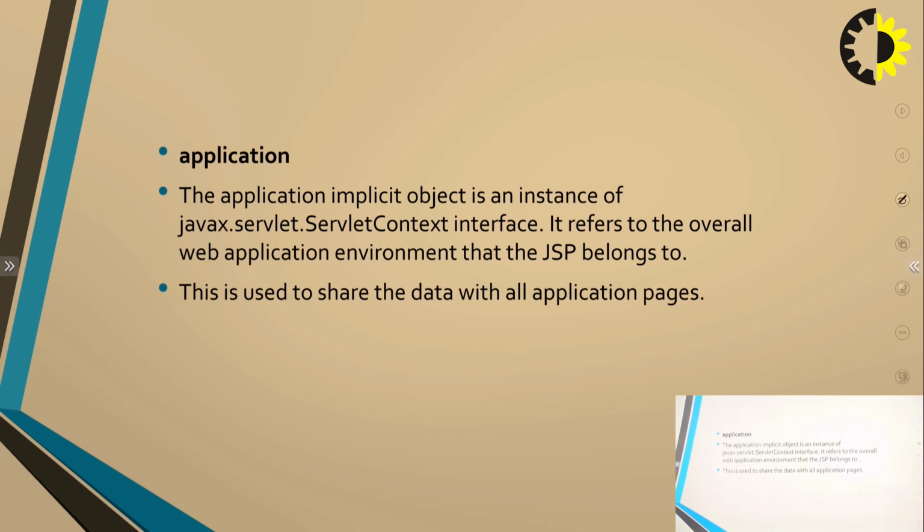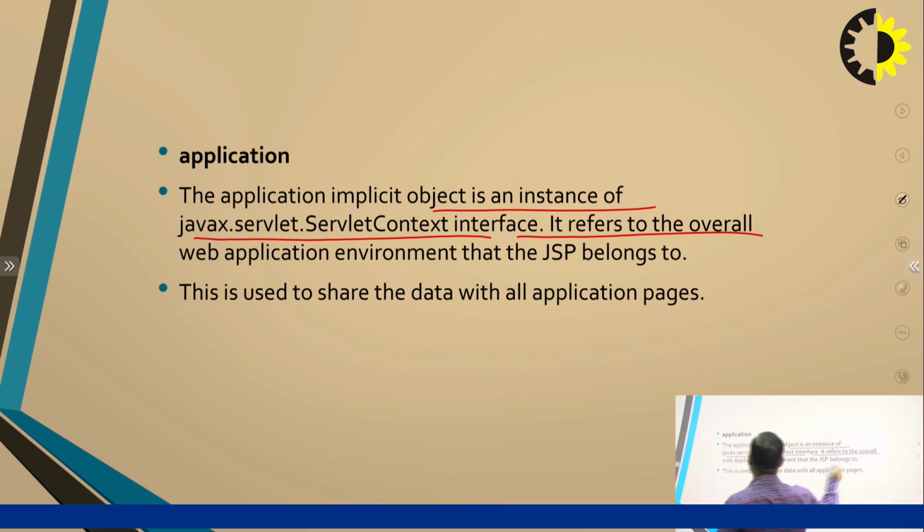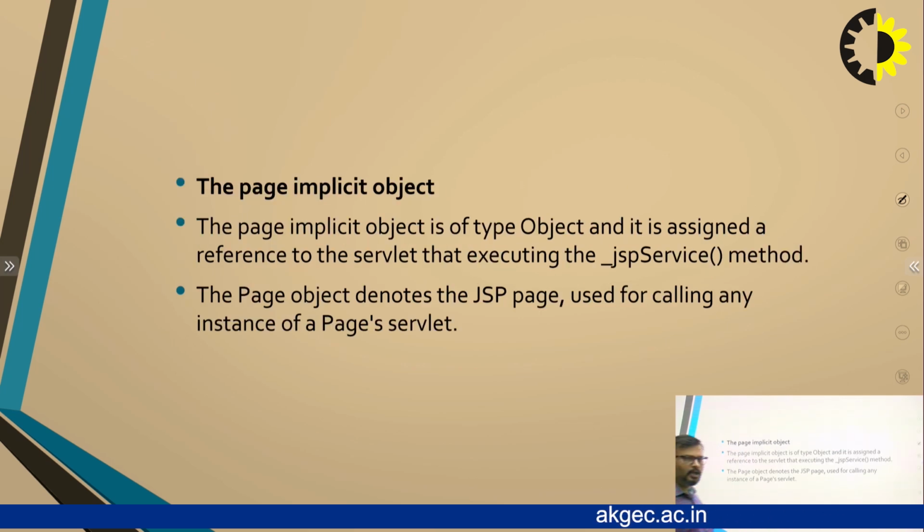Then here we use the application. The application implicit object is an instance of the javax.servlet.ServletContext interface. It refers to the overall web application environment that the JSP belongs to. Then this is used to share the data across the application.